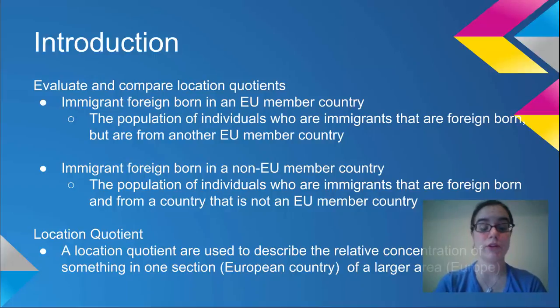And a location quotient is used to describe the relative concentration of something in one section, in this case a European country, of a larger area, Europe.